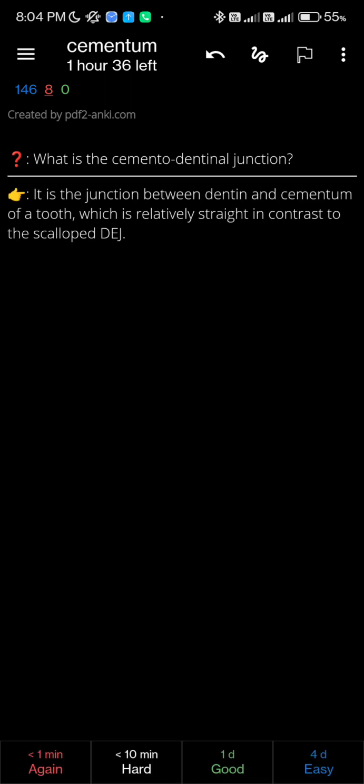What is the cemento-dentinal junction? The junction between cementum and dentin is called the cemento-dentinal junction. It is relatively straight, in contrast to the scalloped dentino-enamel junction. The junction between dentin and cementum is distinct in cellular cementum.